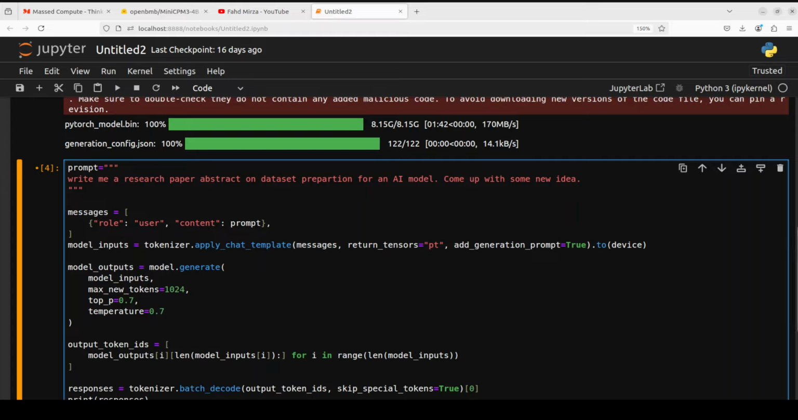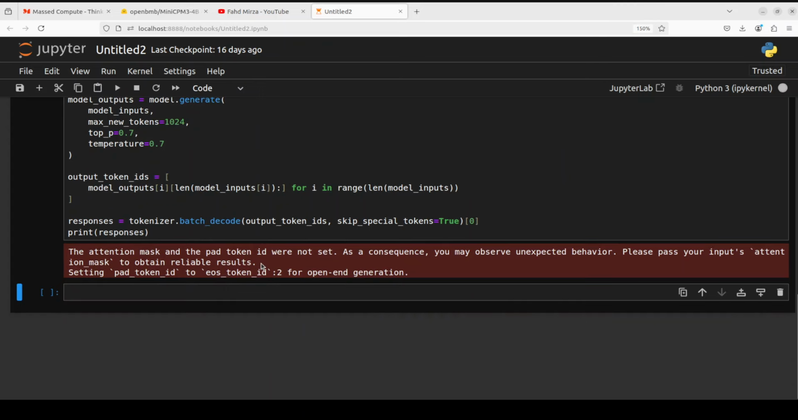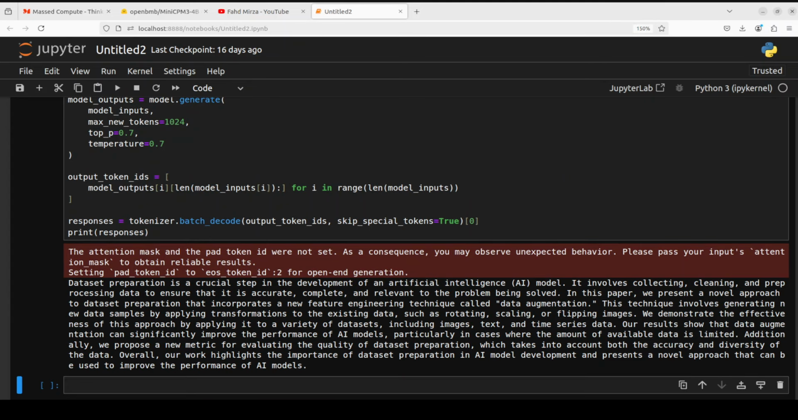Okay, in the next one, I'm asking it to write a research paper abstract on data set preparation for an AI model and come up with some new idea. Let's see what does it come up. And there you go, you have a new abstract for a paper. It says that this new technique is called as data augmentation. This technique involves generating few data samples by applying transformations to existing data such as rotating, scaling, or flipping images. And we demonstrate the effectiveness of this approach by applying it to a variety of data sets. Very, very nicely written. I like it.